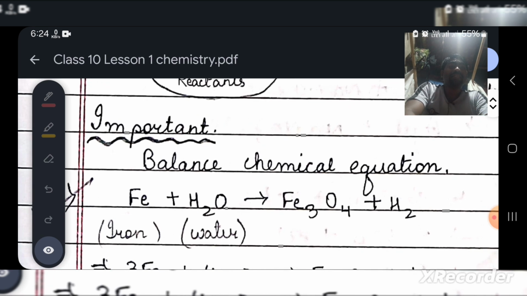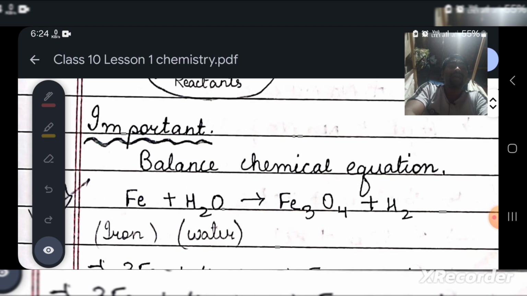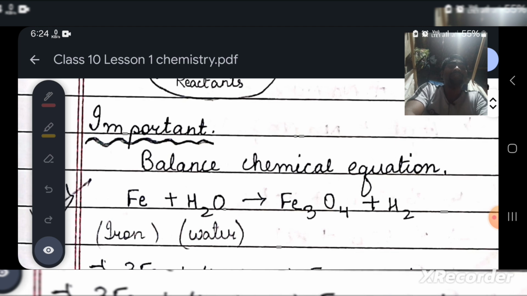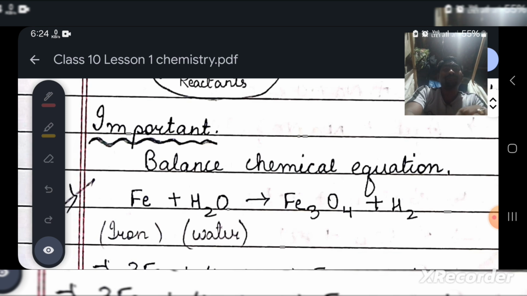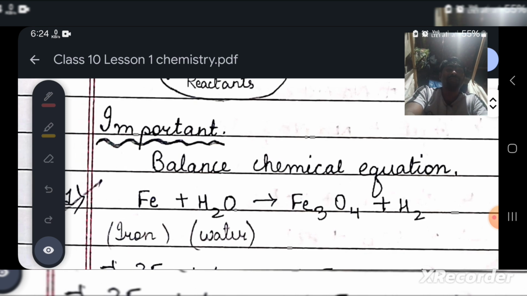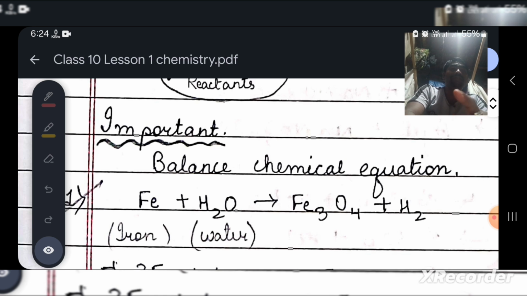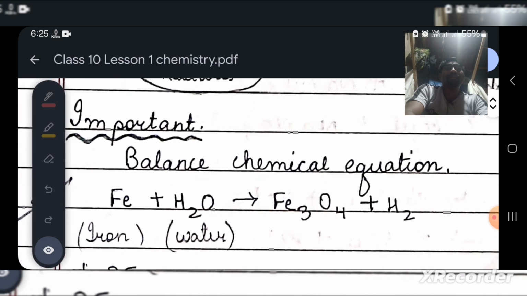And on the product side, you can look, Fe3. What is Fe3? Iron is there, 3 Fe is there. 3 iron is there. Okay? That means this one is unbalanced. Fe is unbalanced. On the reactant side, there is 1 iron. On the product side, there is 3 iron.